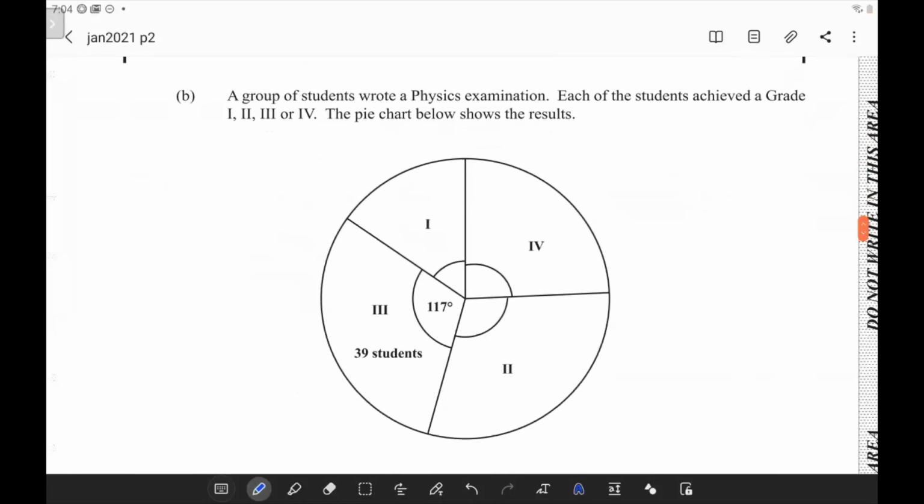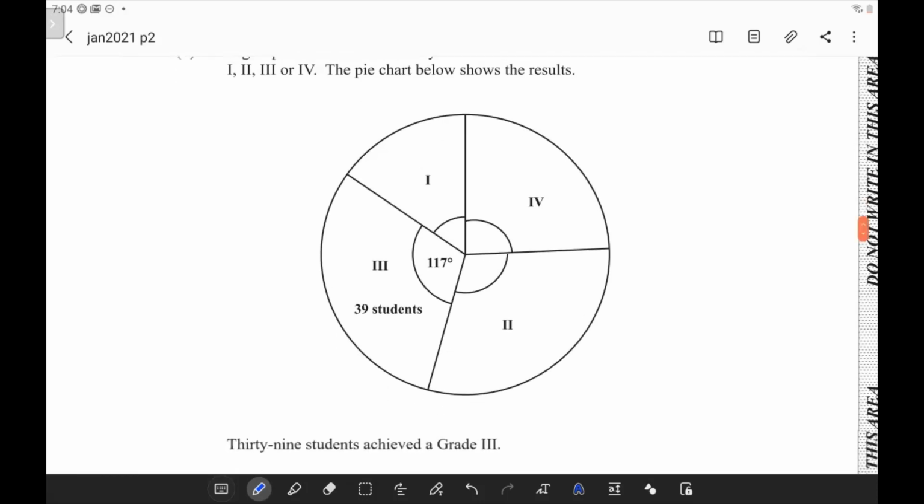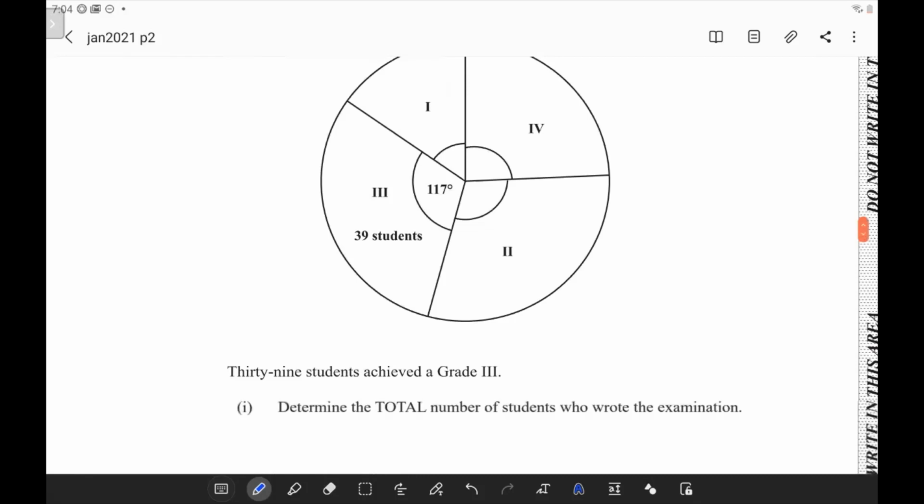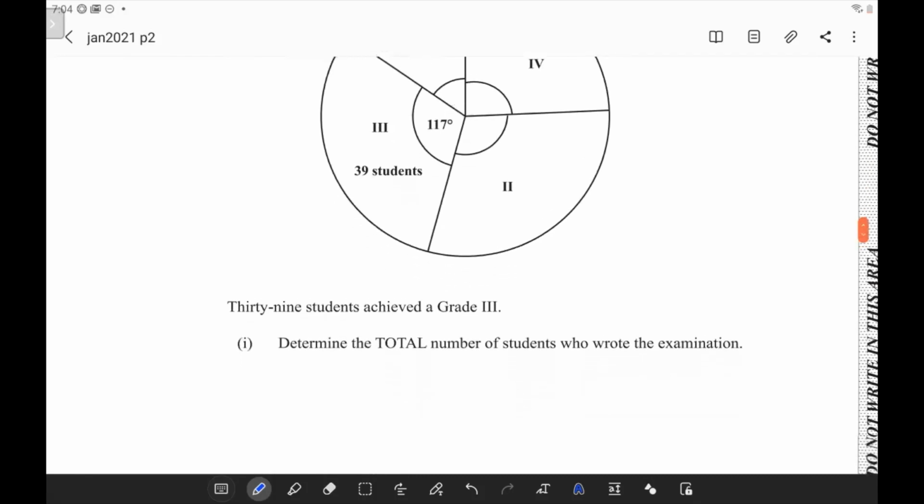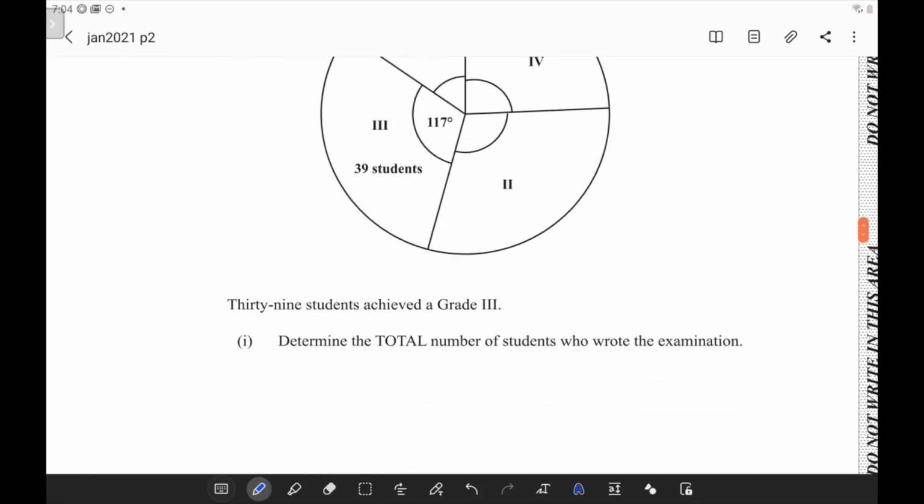So part B. A group of physics students wrote a physics examination. Each of the students achieved a grade 1 to 4, right? 1 or 2 or 3 or 4. The pie chart below shows the results, and we are asked to determine the total number of students who wrote the examination.